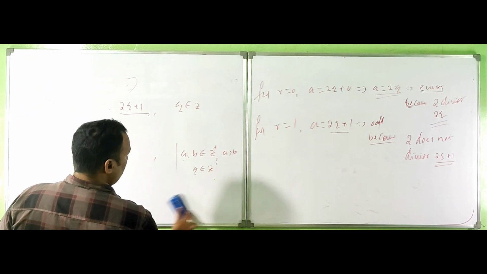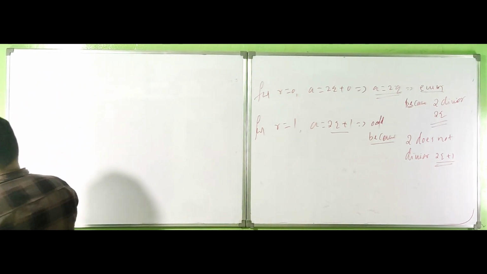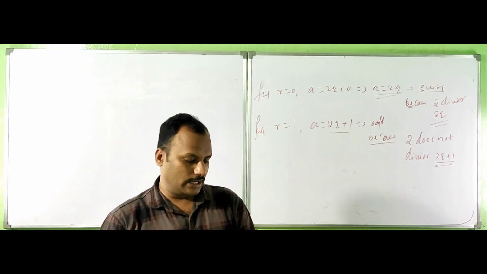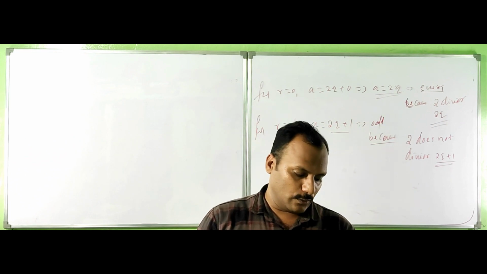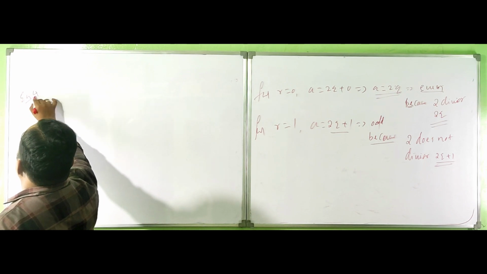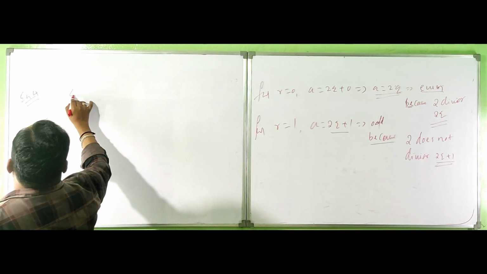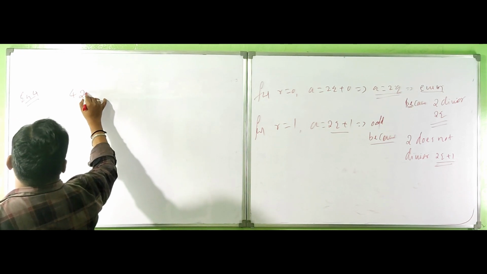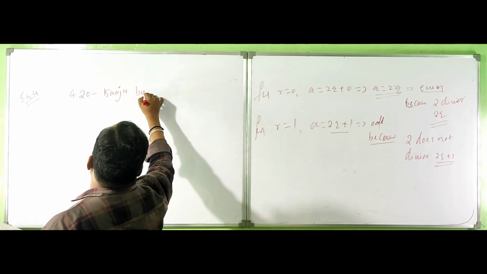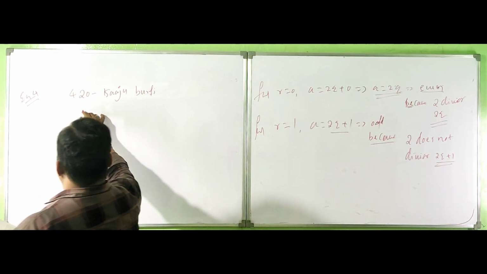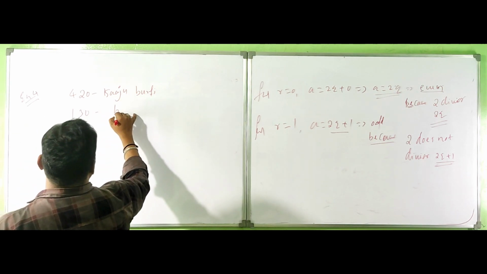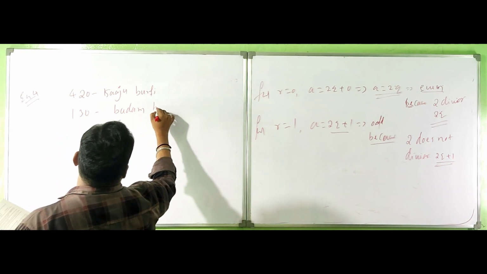We will read the question first. Example 4: A sweet seller has 420 Kaju burfis and 130 Badam burfis.